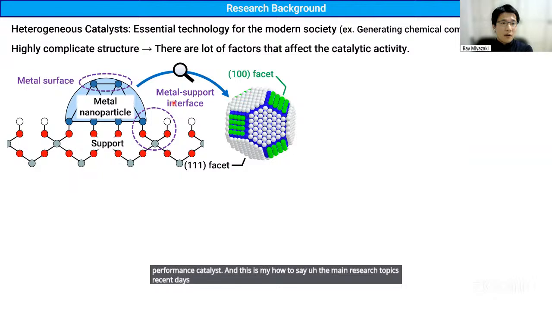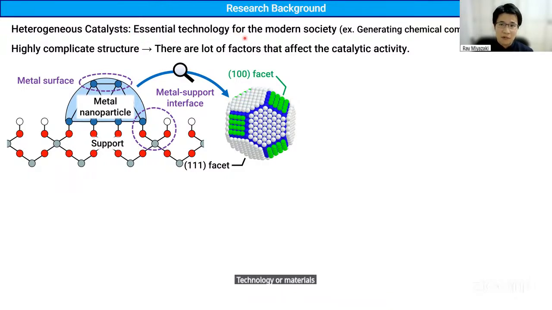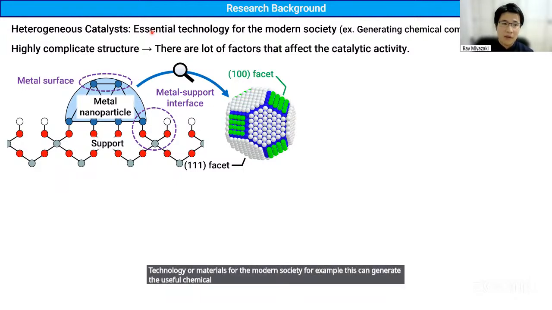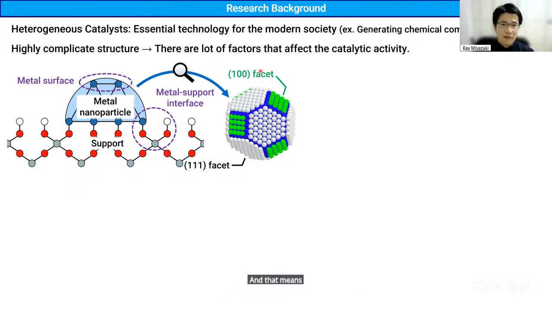And the target is the heterogeneous catalyst. Most of you already know that the heterogeneous catalyst is a very essential and important technology and material for modern society. For example, it can generate useful chemical compounds from raw materials. And we would like to develop new, high-performance catalysts. But the problem is that the heterogeneous catalyst itself has a highly complicated structure, and that means there are a lot of factors that affect the catalytic activity.